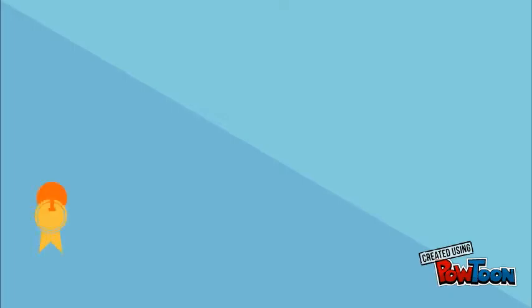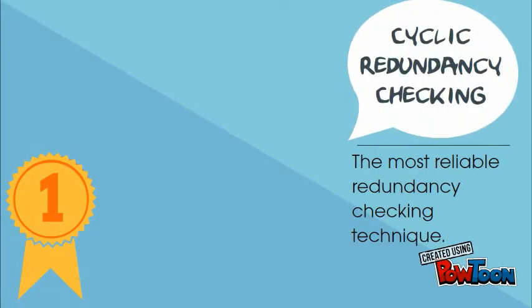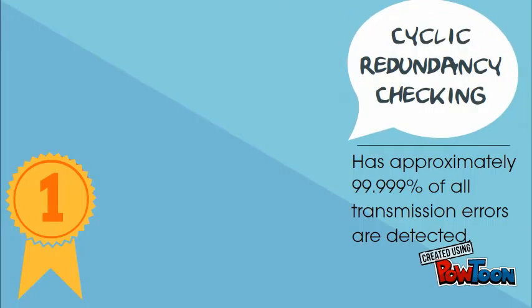And lastly, cyclic redundancy checking. Cyclic redundancy checking is probably the most reliable redundancy checking technique for error detection and is a convolutional coding scheme. With CRC, approximately 99.999% of all transmission errors are detected.